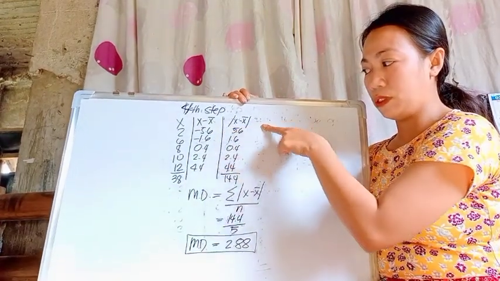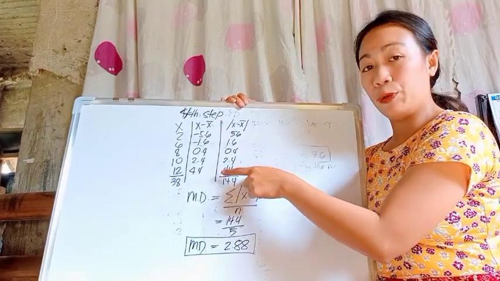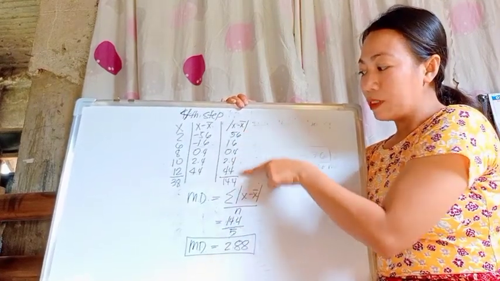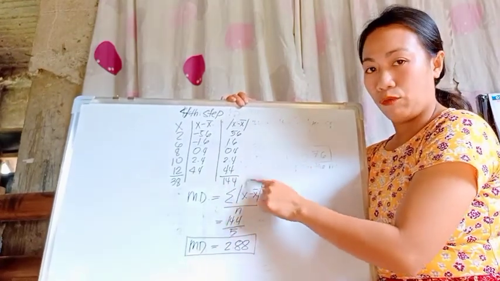So we have the 5.6, 1.6, 0.6, 2.4, 4.4. And we must add all of this. So the answer is 14.4.